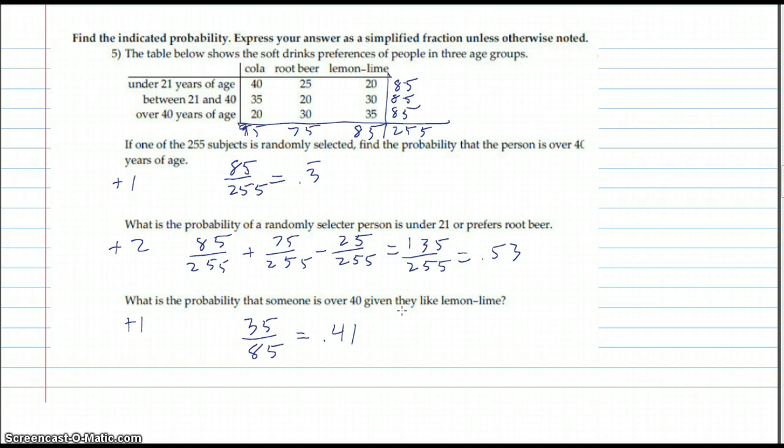And then probability that someone's over 40 given they like lemon lime. So look at the ones that are both over 40 and lemon lime. There's 35 of them. And now we're just going to compare it to the ones given they like lemon lime. So we only look at the lemon lime category. So 35 out of 85.